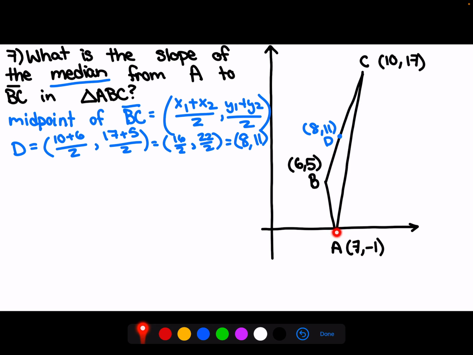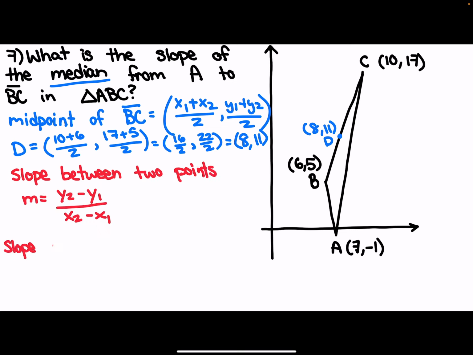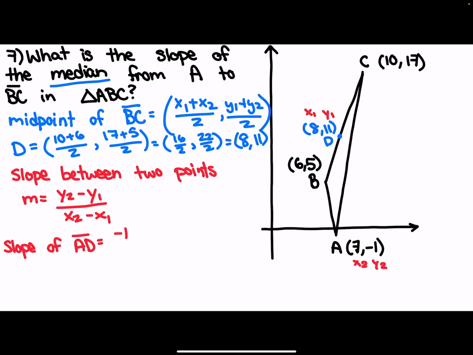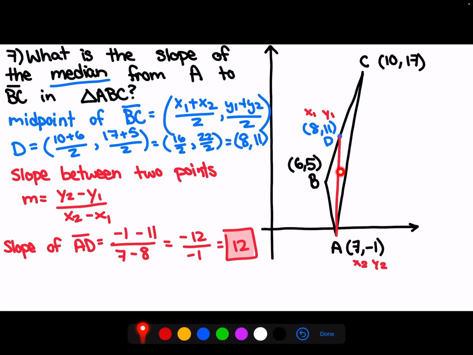From here, I now have 2 points, so I can find the slope between 2 points. So I'm going to use my slope formula, y2 minus y1 over x2 minus x1. That will give me 11 minus negative 1 is 12. 8 minus 7 is 1. 12 over 1 is 12. So our slope is 12. Again, this is just a median of this triangle.